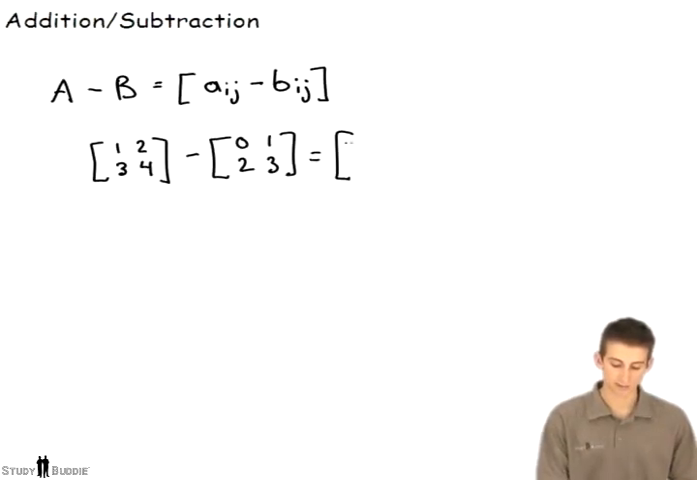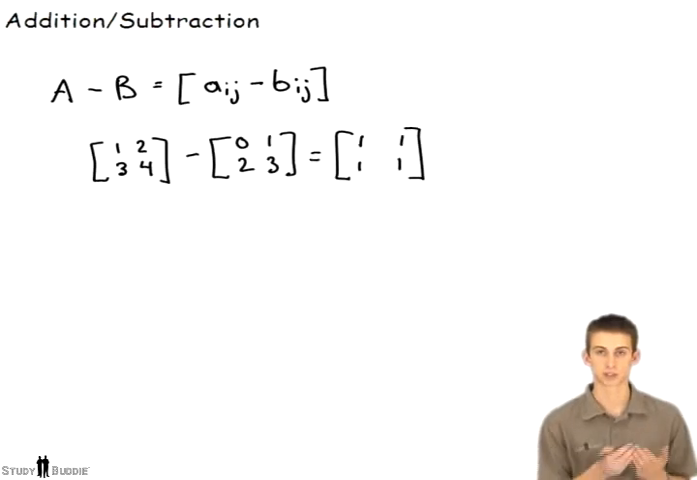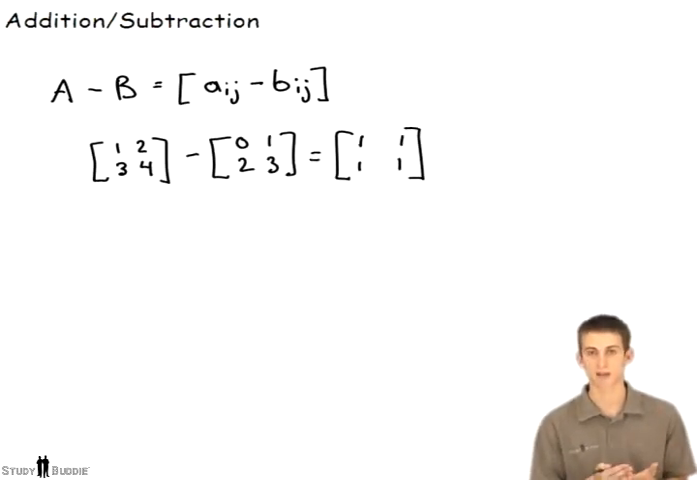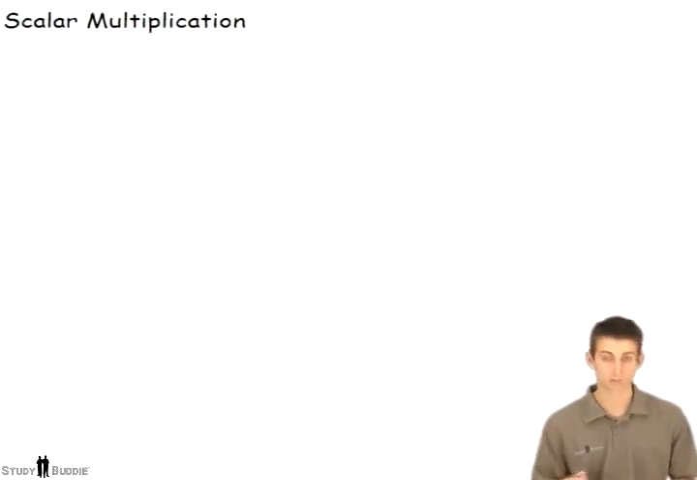It's simply going to be 1 minus 0 for that first entry, which is 1, 2 minus 1 for the second entry, which is 1, 3 minus 2, which is 1, and 4 minus 3, which is again 1. So new matrix, 2 by 2, 4 entries. Each entry is just the first matrix's entry subtracted by the corresponding entry in the second matrix. That's addition and subtraction. Very simple.